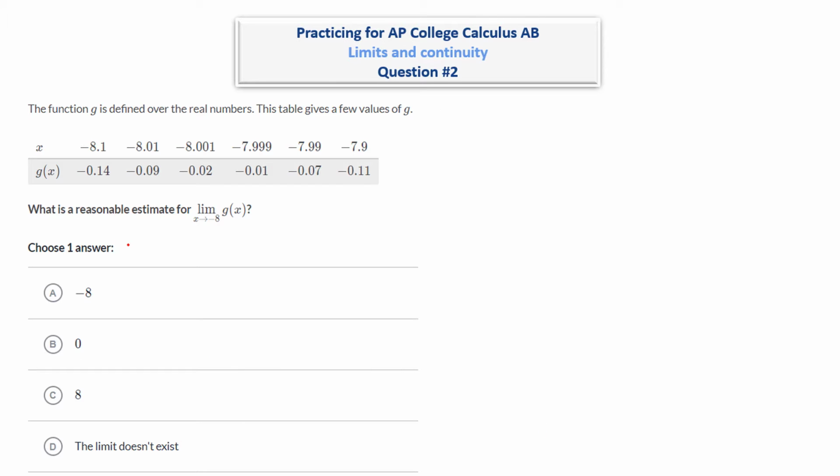Question 2 says, what is a reasonable estimate for the limit of g(x) as x approaches negative 8? As x approaches negative 8 from the left, we notice that the value of g(x) approaches 0. And as the value of x approaches negative 8 from the right, the value of g(x) also approaches 0. Based on this, we can conclude that 0 is a good estimate.